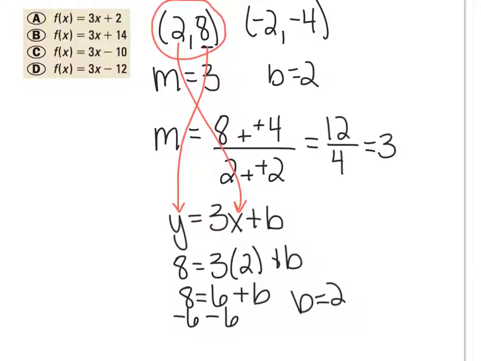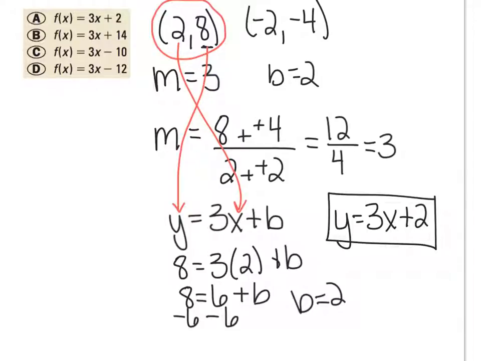So my final answer would be to put everything together and have y equals 3x plus 2, which, remember, this was a multiple choice problem, that would be option A. So let's just circle this option. Our answer was actually A.